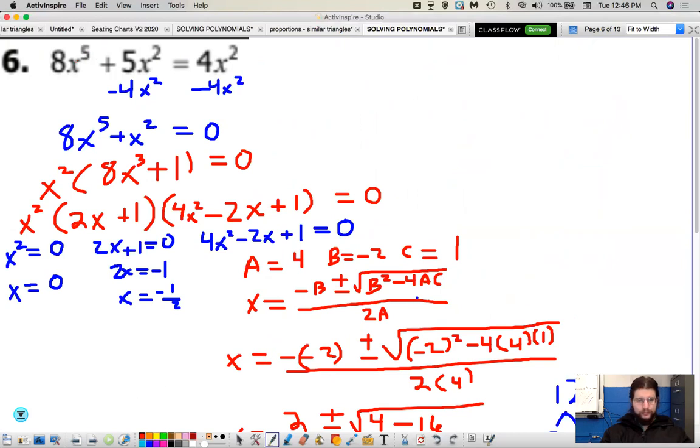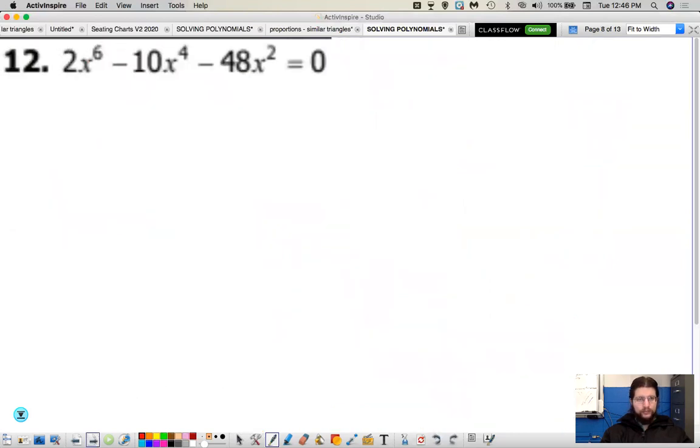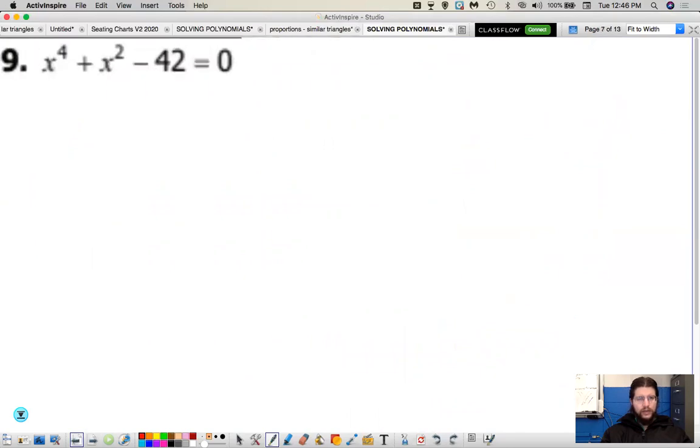Next. Yeah, I don't think we're going to do those. Well, yeah, this one will be real quick. Set equals 0, done. GCF, none. How many terms do we have? 3. So how do we factor that? AC.